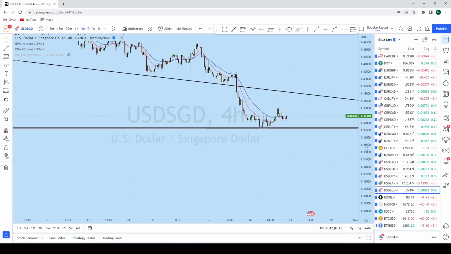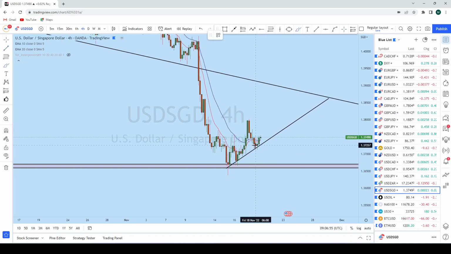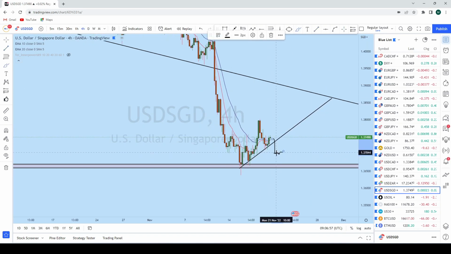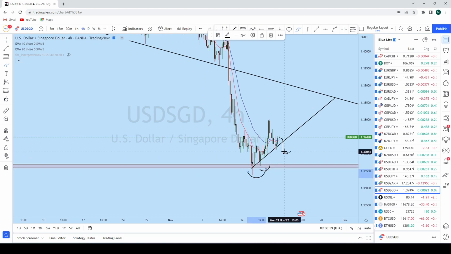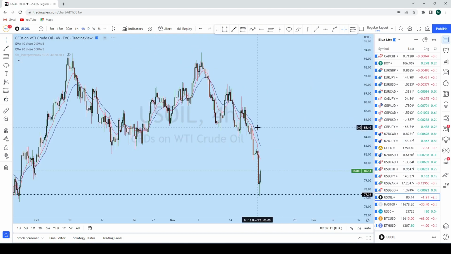Now on the intraday perspective, this is what we will be waiting for, a potential setup on USDSGD. Highly likely that after creating a false breakout to this level, creating probably a long wick candle along this zone, we'll consider going long on USDSGD with a high probability trade setup with our students. Now let's look at US oil, how it is doing.